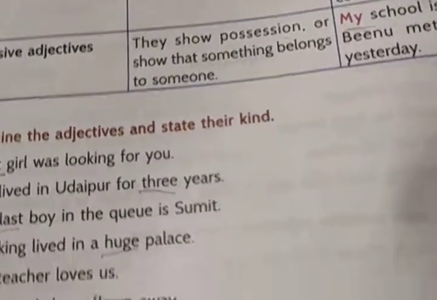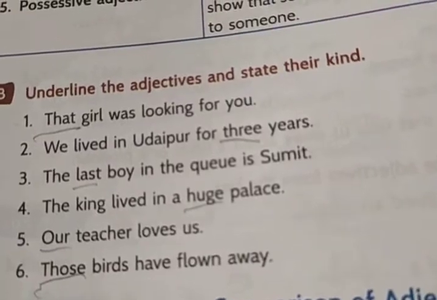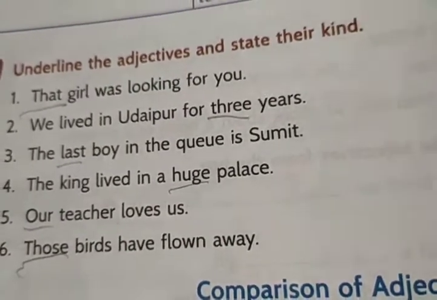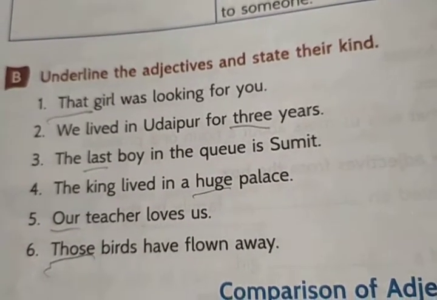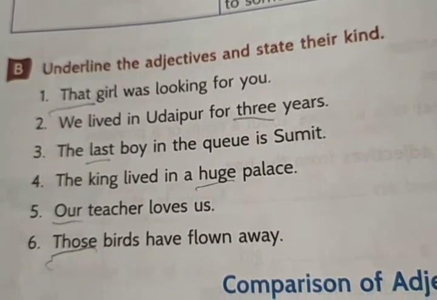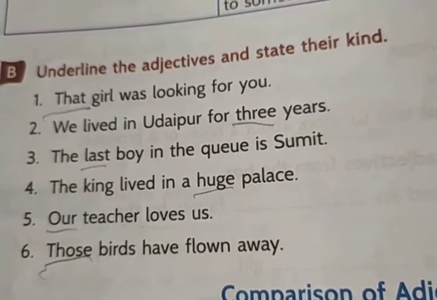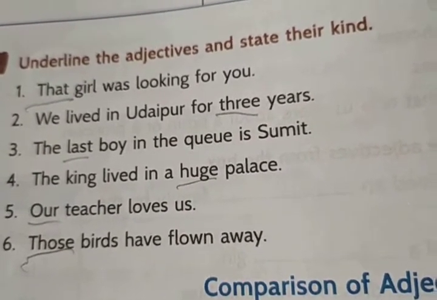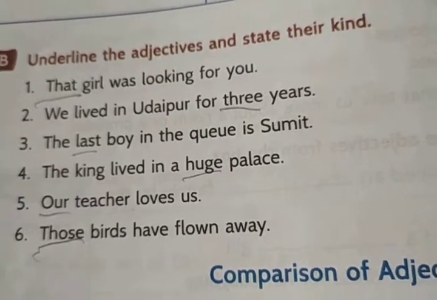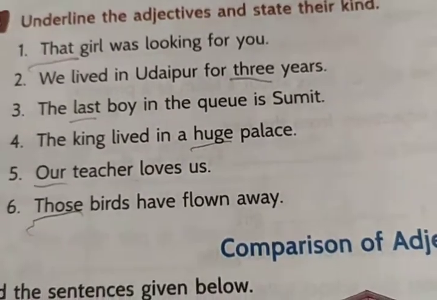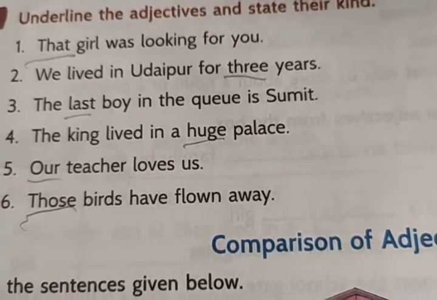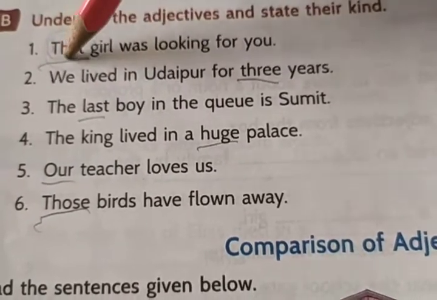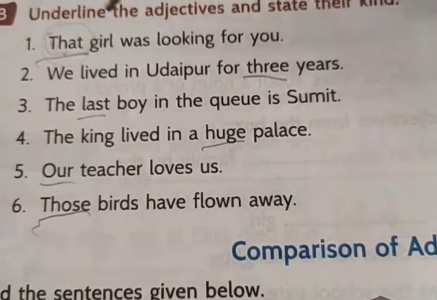All right. So move on to the exercise. Underline the adjectives and state their kind. So there is an exercise on page number 40. So you have to do that exercise. Underline the adjectives. What you have to do is underline the adjectives and tell the kind of adjectives we have used in that sentence. So first one is very easy. That girl was looking for you. That is there. So that is which adjective? Demonstrative, means we are pointing out that girl.